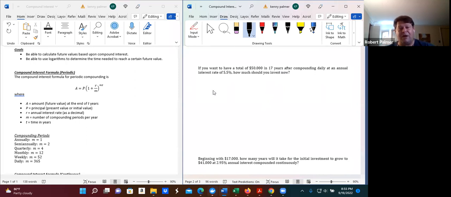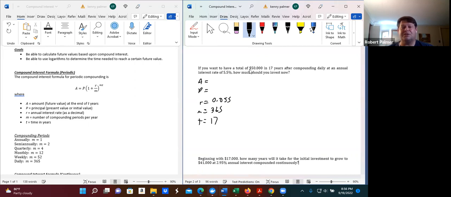So think about what our values are. We write down our unknowns, A, P, R, M, and T. We need all these, or at least 4 of them, to be able to find the 5th one. Some of these are clear. 17 years, that's our T, 17. Compounding daily, that's 365. Our interest rate is 5.5%, so as a decimal, it's 0.055.